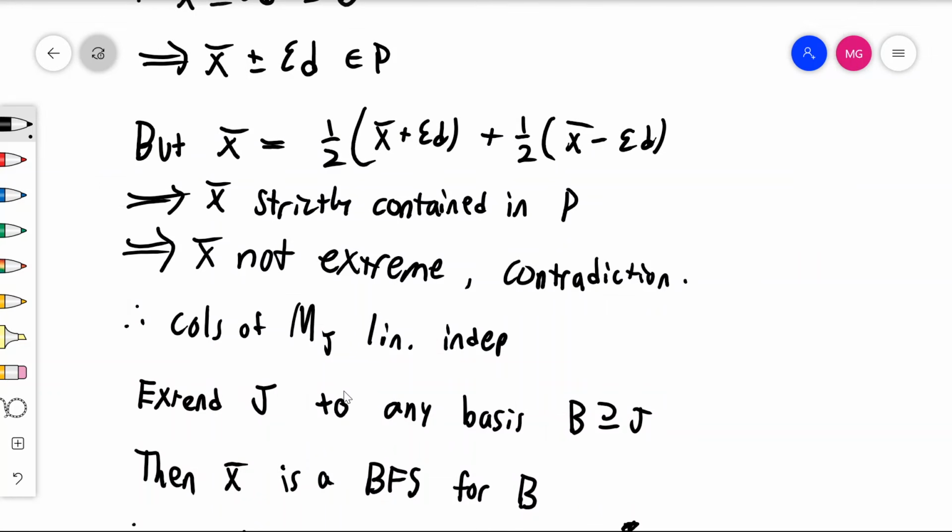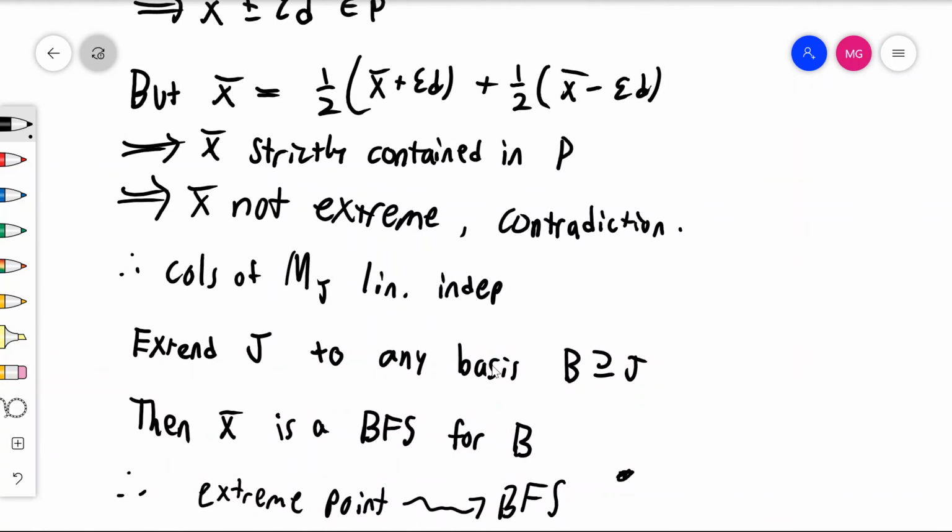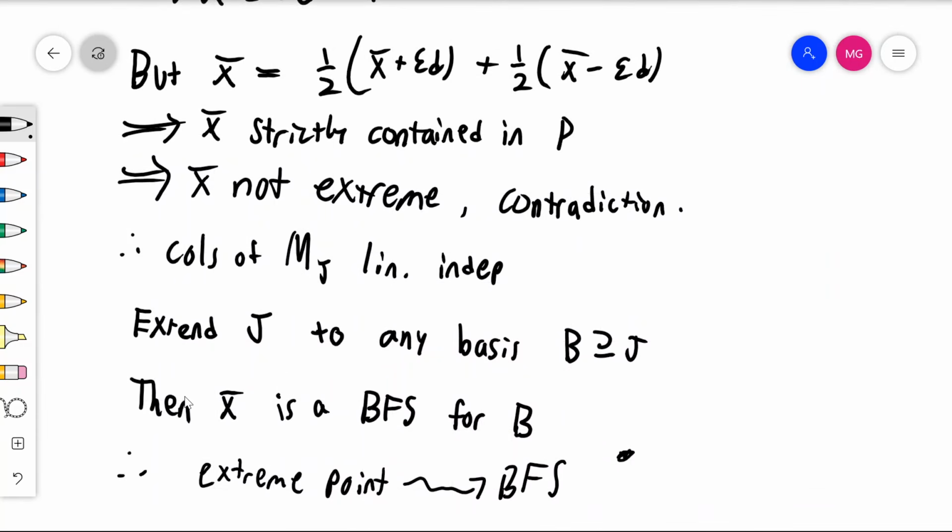Okay, so j indexes linearly independent columns, and since those vectors are linearly independent, you can extend these linearly independent columns of j to any basis, b, which contains j. No matter which basis you extended to, there's at least one. There could be multiple, though. So for whatever basis you've extended to, x bar is the basic feasible solution for that basis, since we know it's unique. But anyways, it doesn't matter right now. All we wanted to show is that x bar was indeed a basic feasible solution.